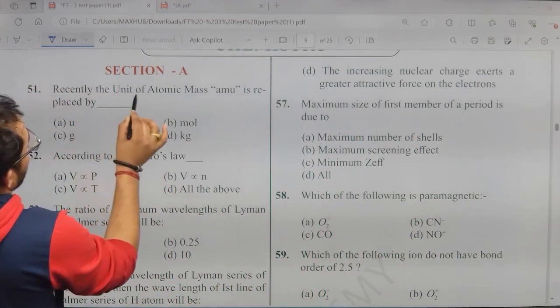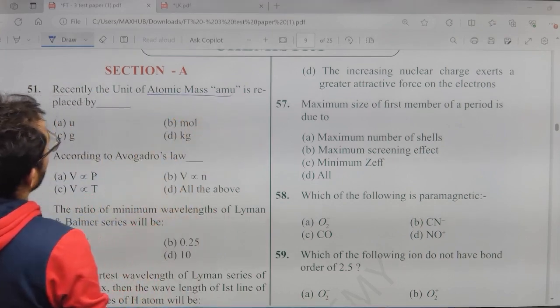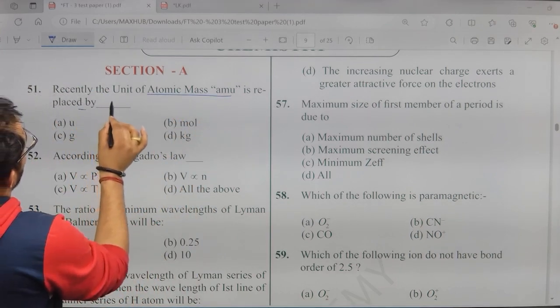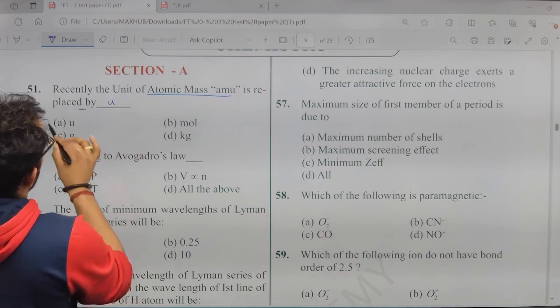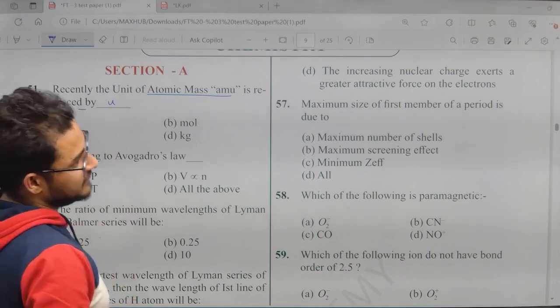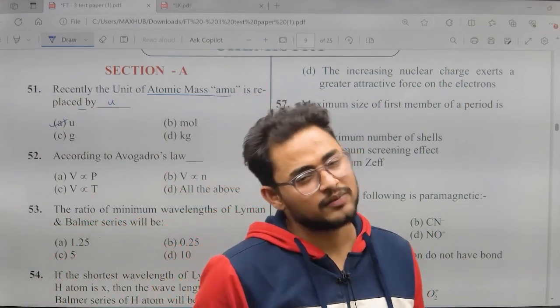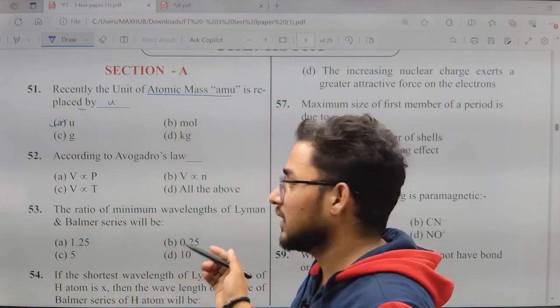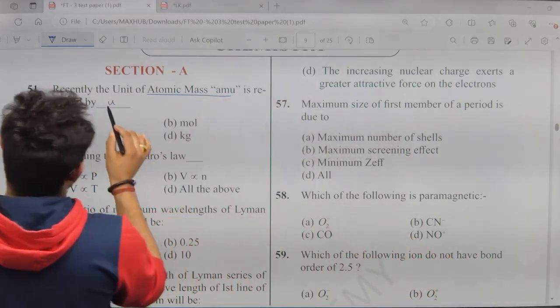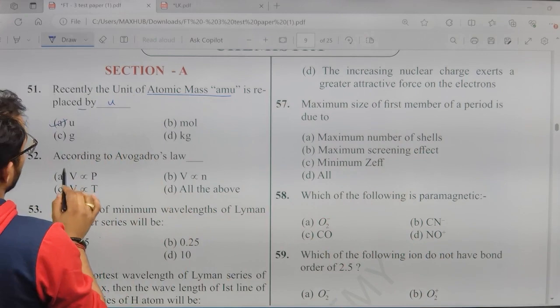Recently the unit of AMU, atomic mass unit, is replaced by U, that is unified mass, which is equal to 1.66 into 10 to the power minus 27 kilogram. The value will not change, but AMU now we are going to use as U. It is decided by IUPAC.